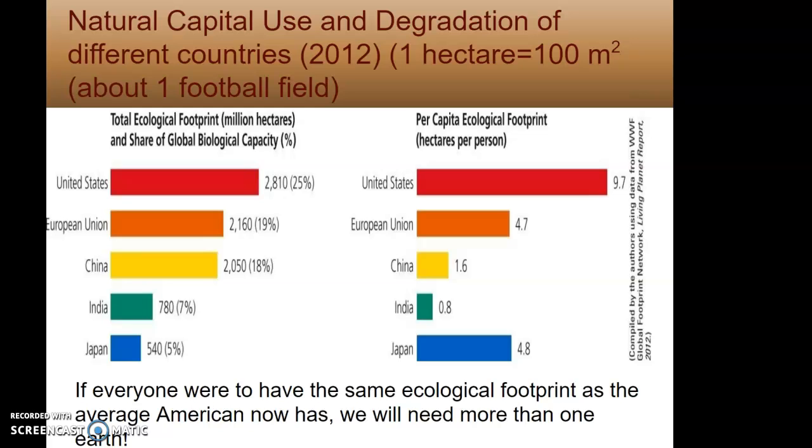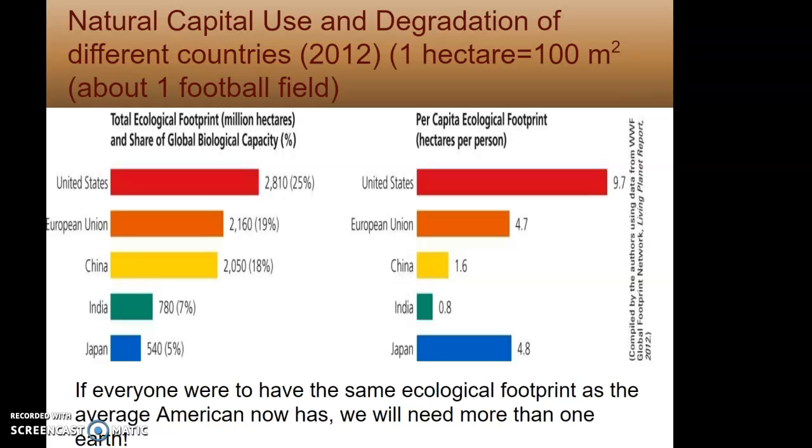So the data you're seeing on this screen is from 2012. And then when you see the unit, hectares, this is a unit that measures the size of the land. So 1 hectare is about 10,000 square meters. So it is about 1 football field, that big.